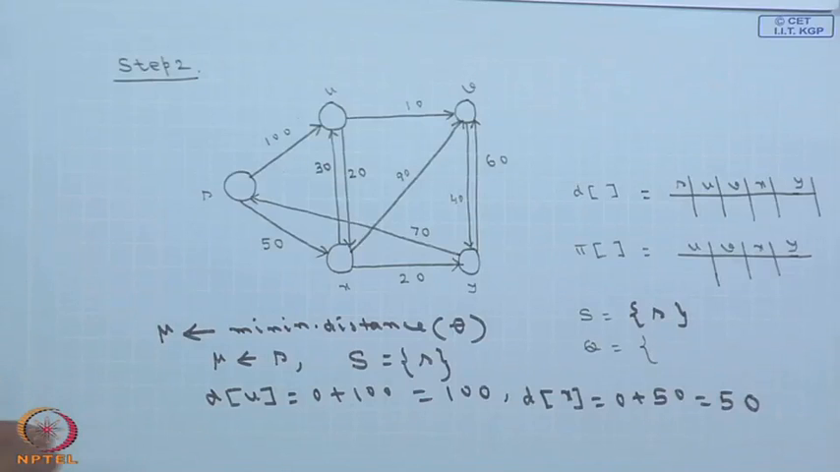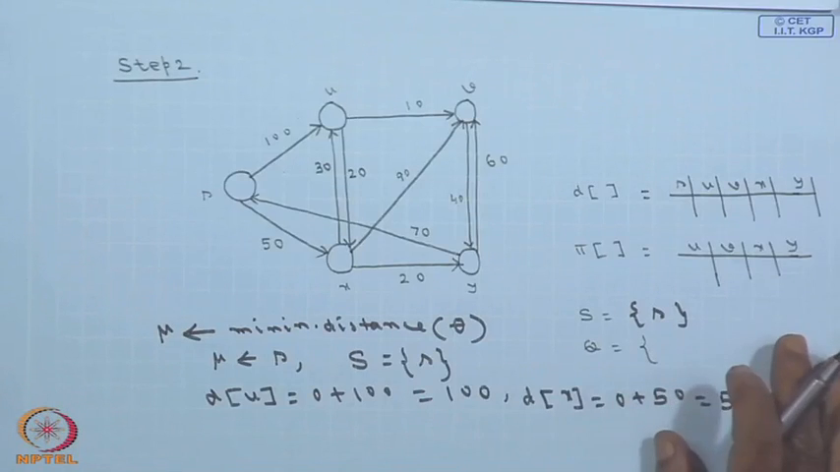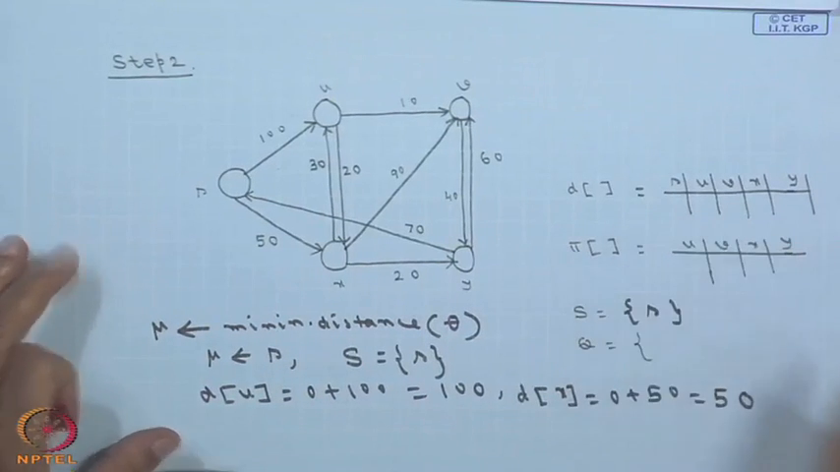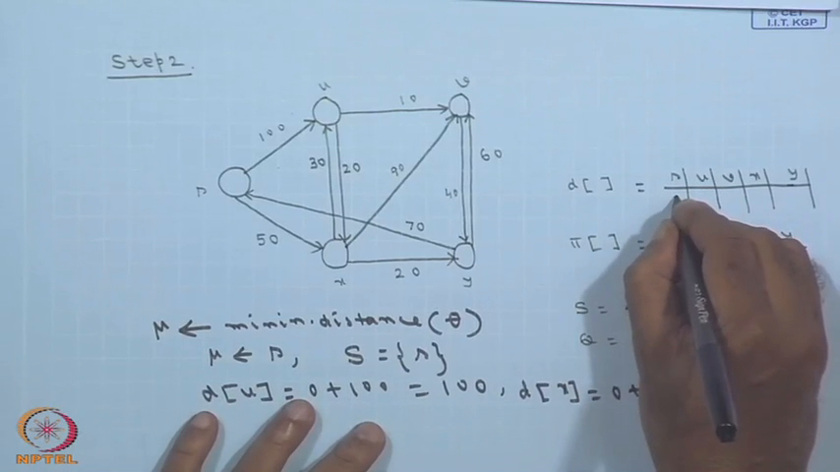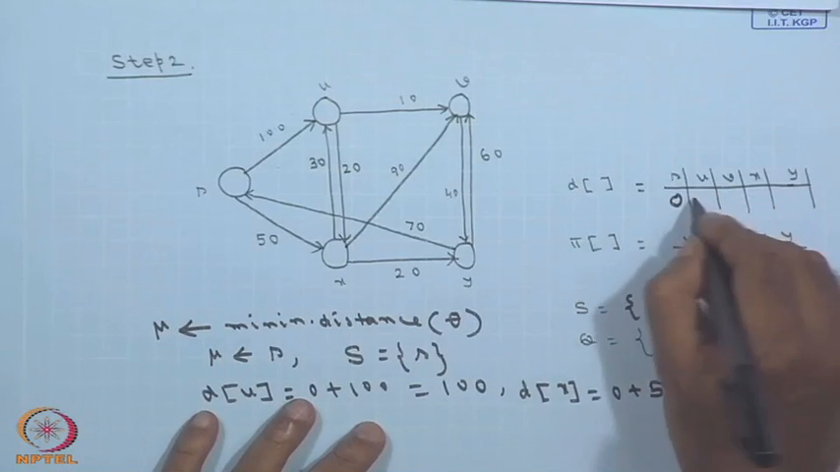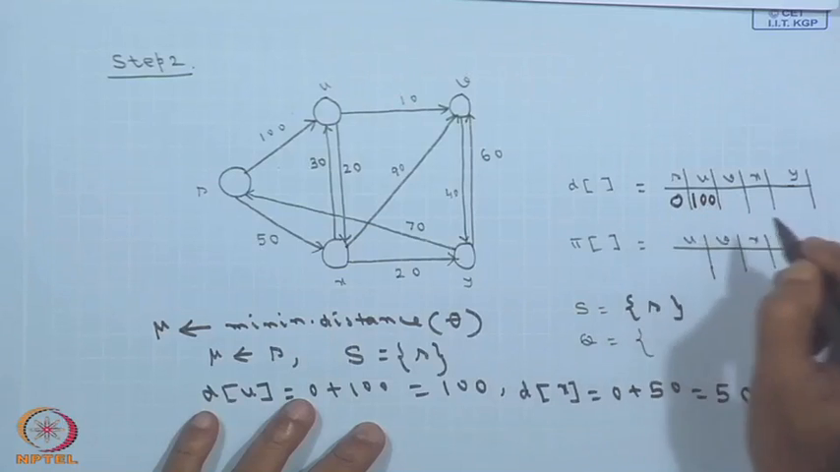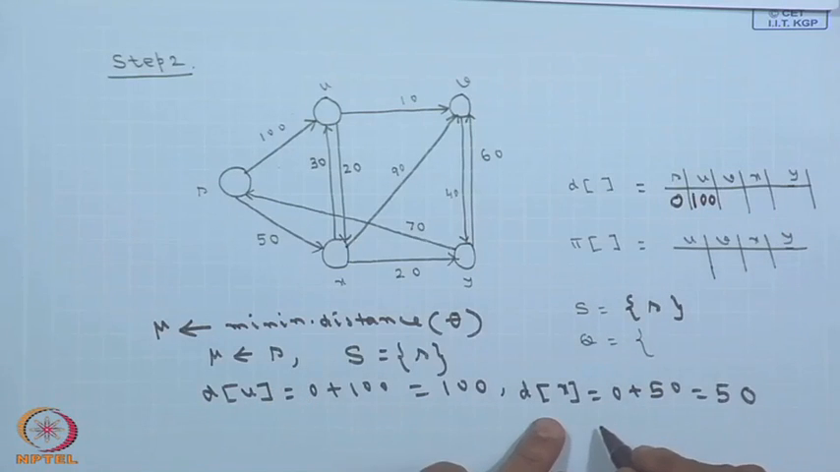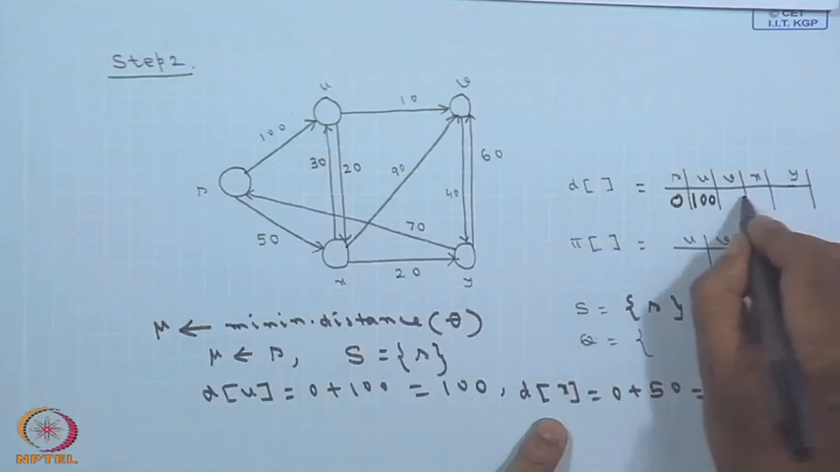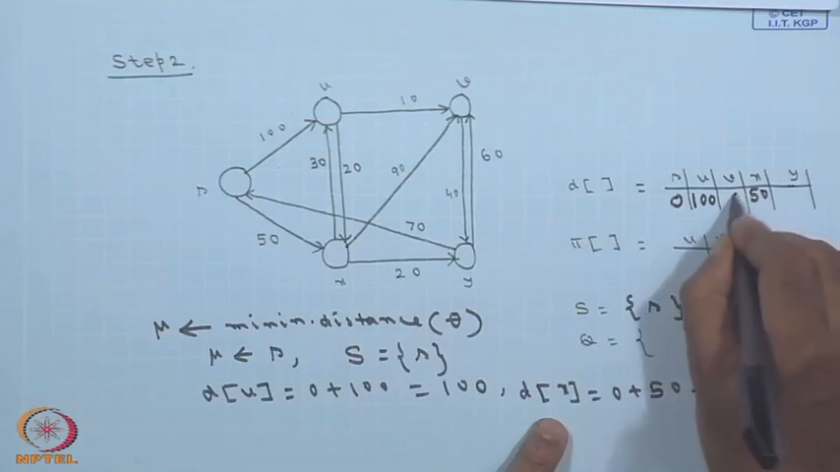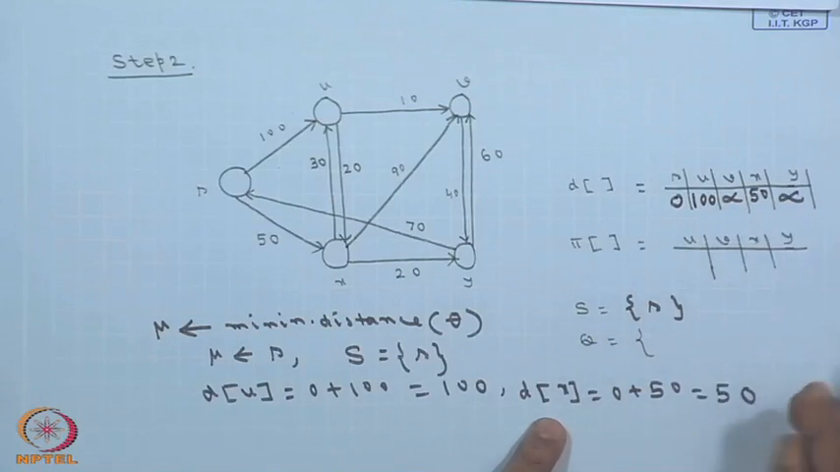So now what are the values? Let me write them down. The distance from S to S is 0, obviously. The distance of u is now 100, as you just calculated. The distance of x is 50, v is infinite and y is infinite.